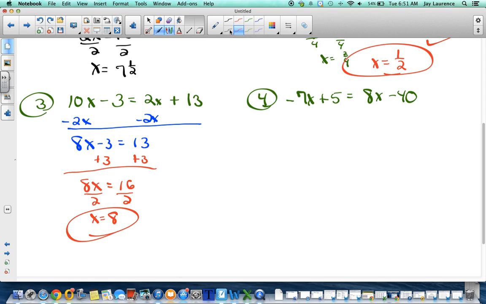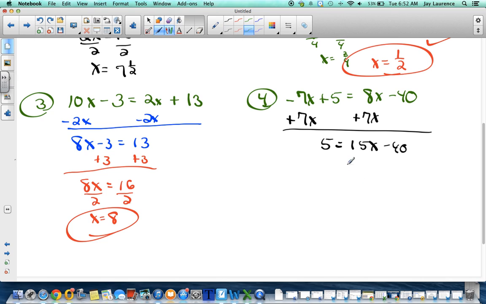All right, please pause the video if you haven't done number 4 already. Okay, now here comes problem 4. I have a -7x on the left-hand side. I have a positive 8x on the right-hand side. That means this one is the smaller coefficient, so I'm going to get rid of it. I'm going to take away the negative, which is adding a positive. And when I do that, I'm going to get 5 equals 15x minus 40. Now it's just a two-step equation.